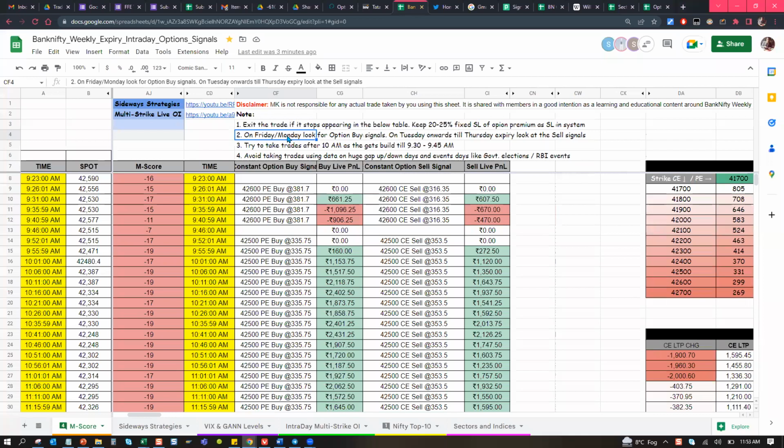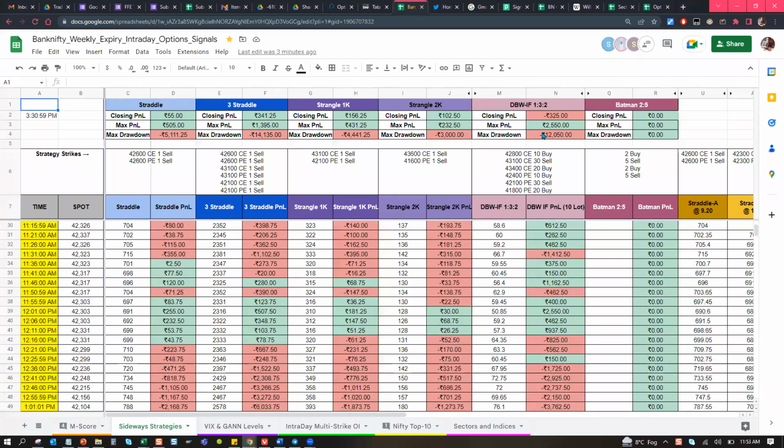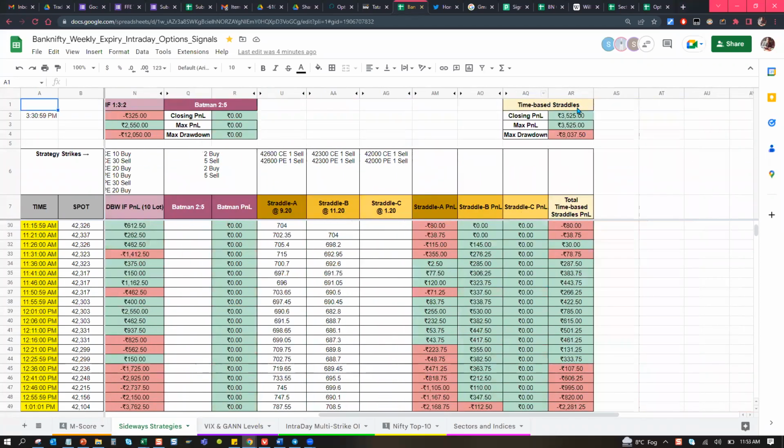So premium erosion depends upon the day, how the day has traded. For example, last Friday was a downtrending move, so a great premium erosion probably might not have happened if the India VIX had risen. For example, go over here to the sideways strategies. You'll see the straddle and strangles. These are all sideways strategies: straddle, triple straddle, strangle, double broken wing, iron fly, Batman ratios, time-based straddles.